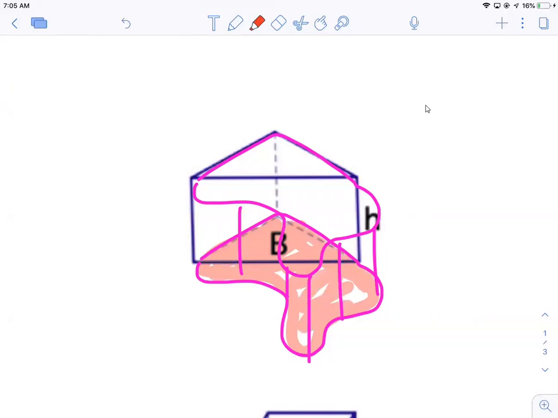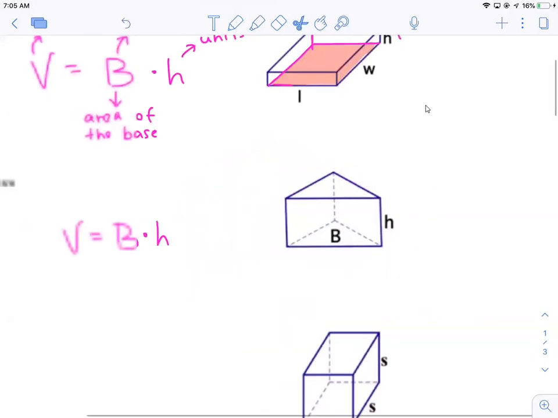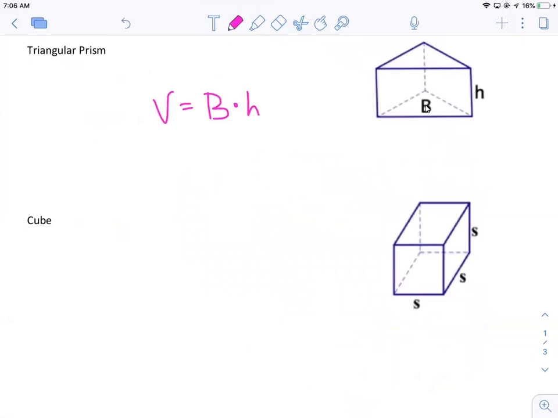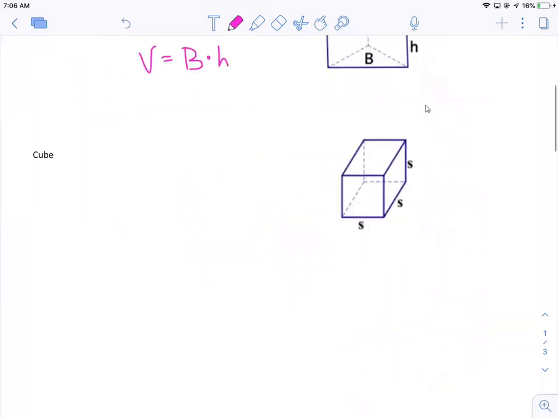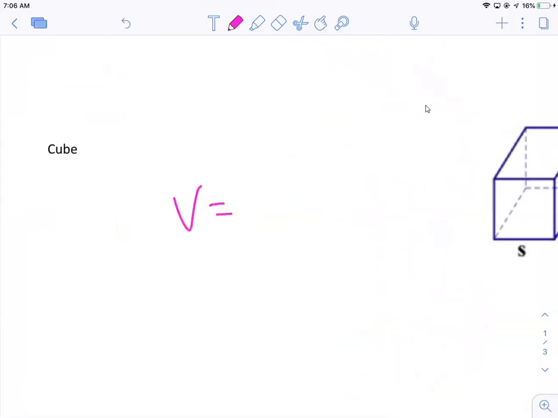So even though this is not a polygon anymore because I have rounded curves and smooth edges, right? It's still going to apply even though it's not a prism, right? It's still the area of that base, capital B, times the height. Right, but it's not a prism because it's not a polygon anymore on the bottom, but still volume is base times height.